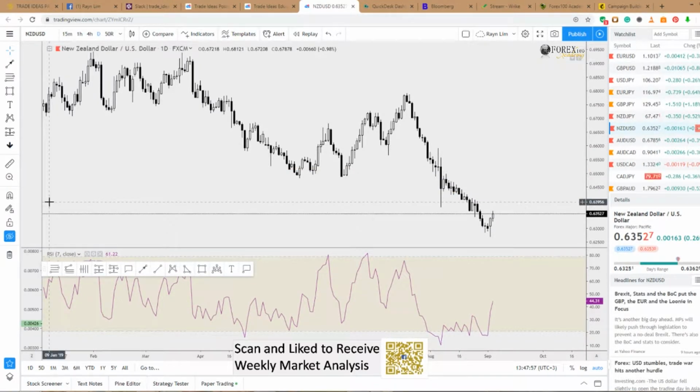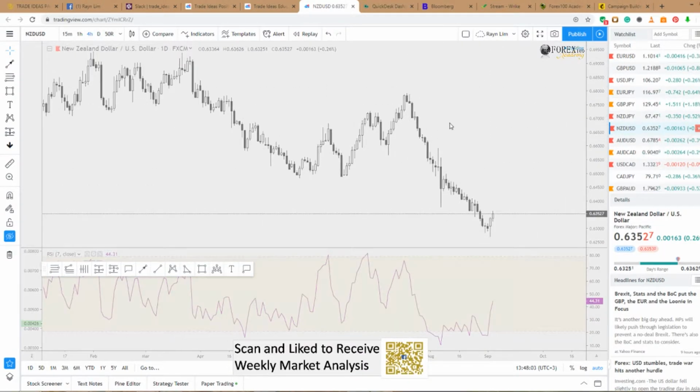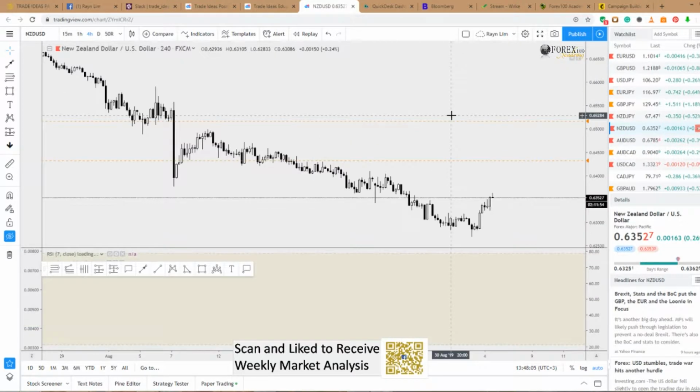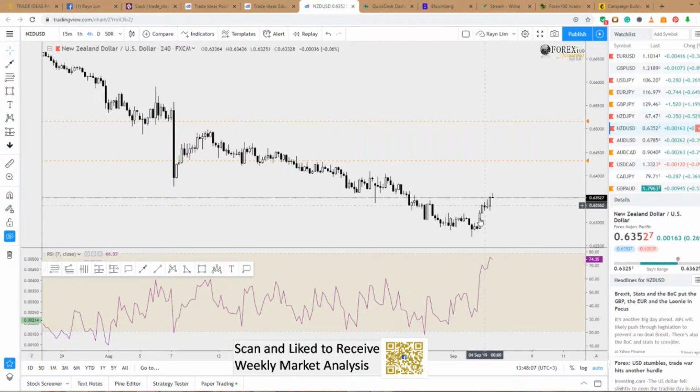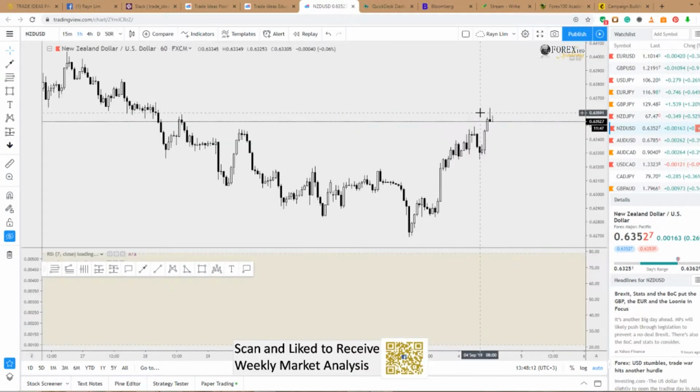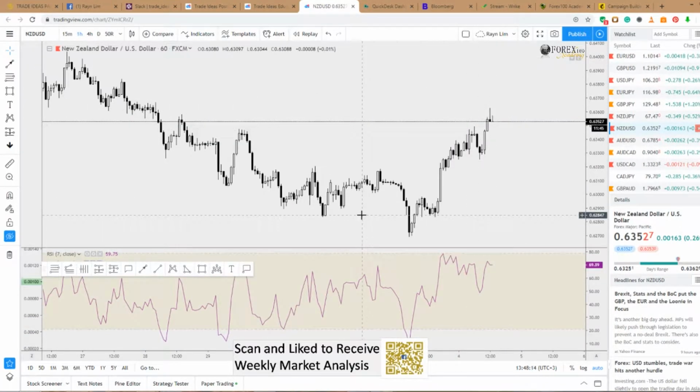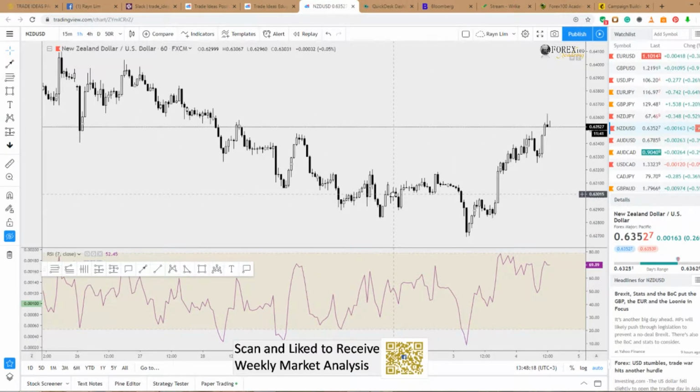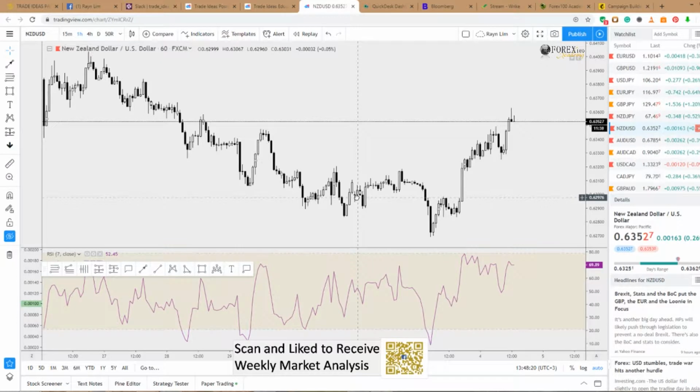To the next pair. New Zealand dollar on the daily chart. Very bearish movement. 4 hour. A retracement at this area, back into the resistance area. To the 1 hour. New low has been created. Potential sharp pattern to be formed.